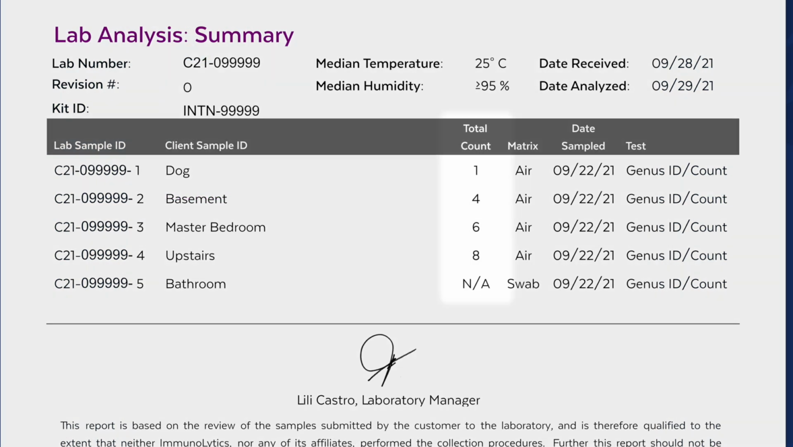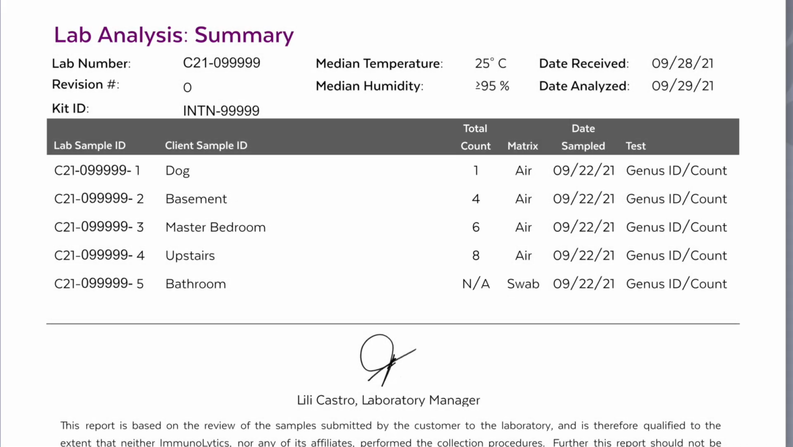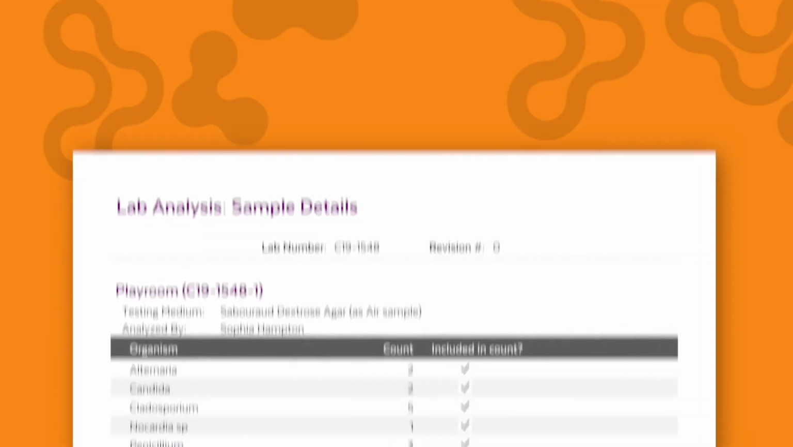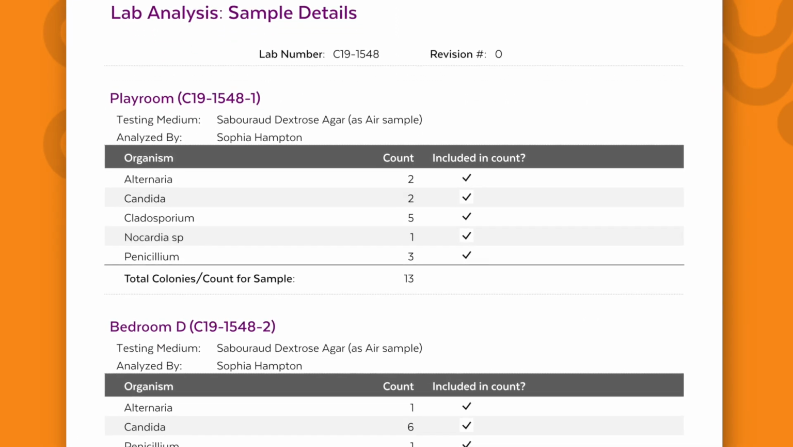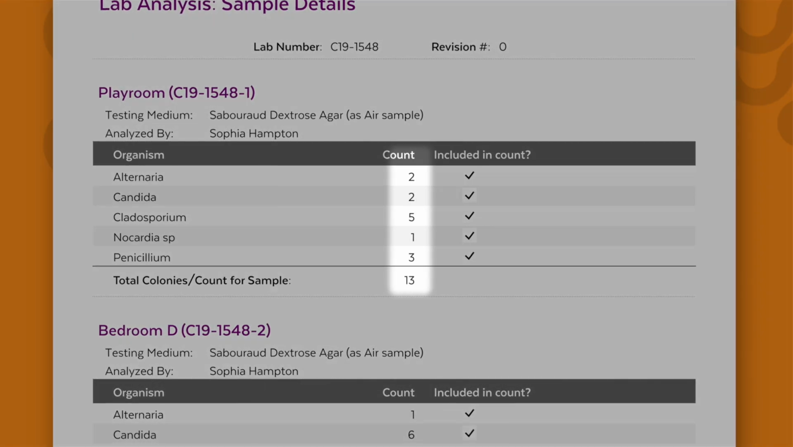The important number to note here is the total count. We'll come back to this number in just a minute. On the next page or pages, each of your samples are listed out with the genera of mold that was found, as well as how many colonies of each genera was present on your plates.